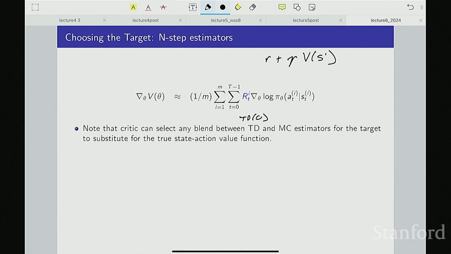If you think back to our tree representation, you see one actual observed return, and then you plug in your estimate. But in general, you could trade off between taking one step or 2 steps or 3 steps, and then plugging in your estimate of the return.